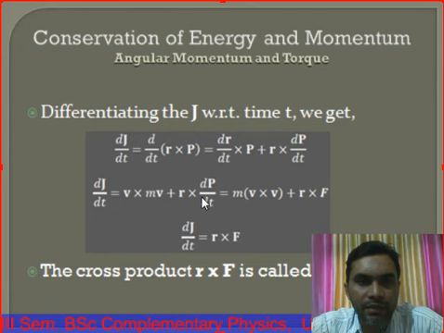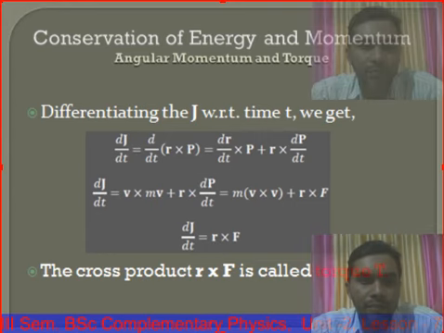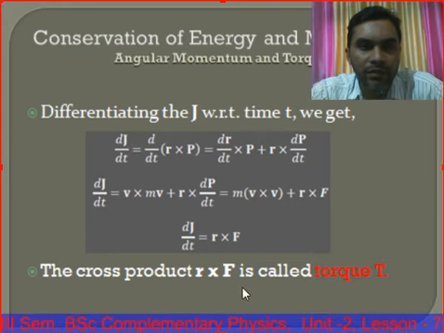dp by dt is the force acting on the particle, so r cross F. Now v cross v is v·v sin 0, because 0 is the angle between v and v. So v cross v will be equal to 0. So we get dJ by dt is equal to r cross F. Now this cross product, r cross F, is called the torque acting on the particle. This product is called the torque of the particle.